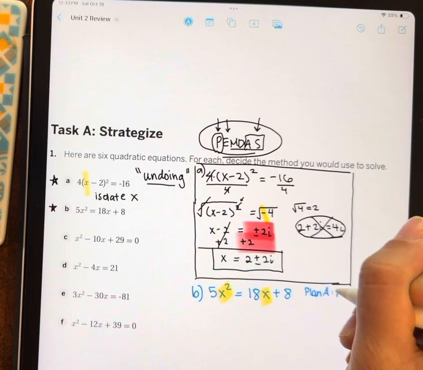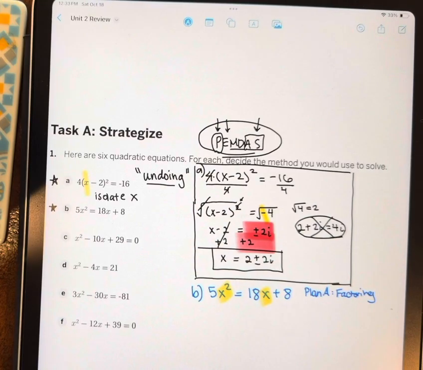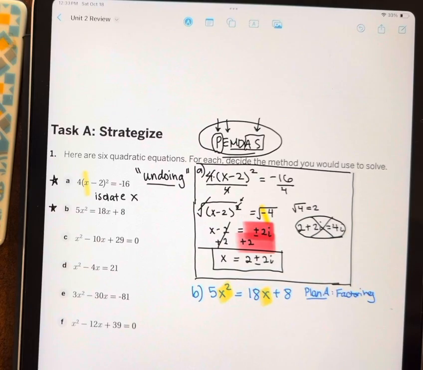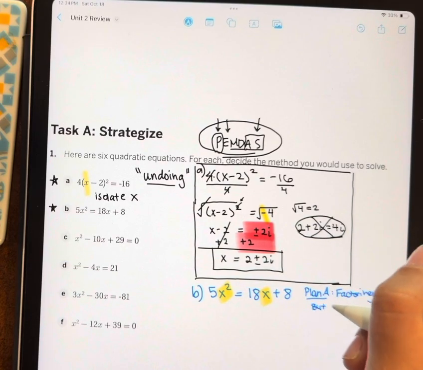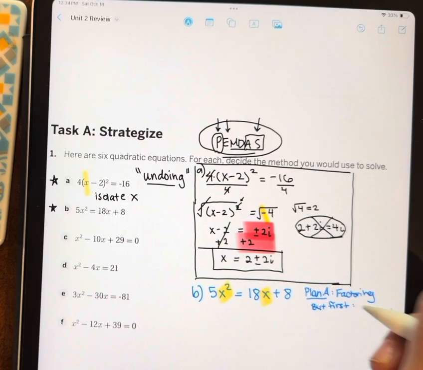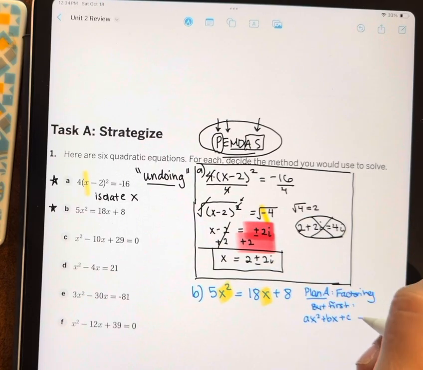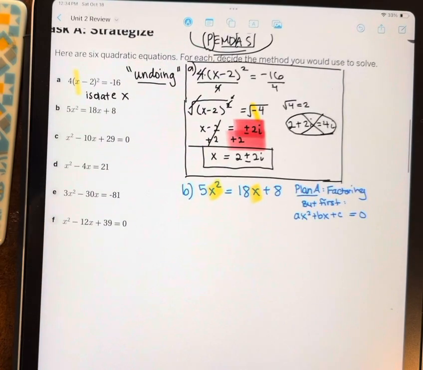Plan A is factoring. It's plan A because it's not always going to come through for me, so I do need a plan B. But plan A is factoring, and we check to see if it can factor. However, first, ax squared plus bx plus c must equal 0. So the first thing I want is for one side to equal 0.